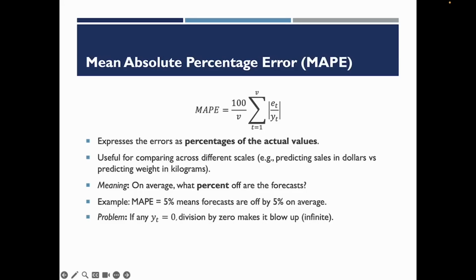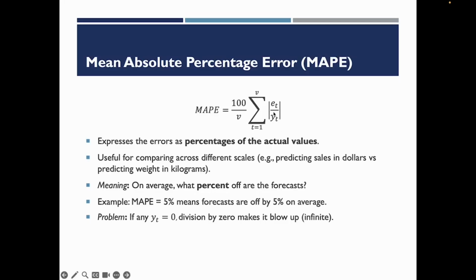Next measure is the mean absolute percentage error. As we said, we just divide the error, remember, there is Y minus F, over the actual value. It's the percentage of the actual error, right? So on average, what percentage off are the forecasts? This is the meaning of that one. So if, for example, MAPE is 5%, it means forecasts are off by 5% on average. All of these measures are looking for lower values, right?